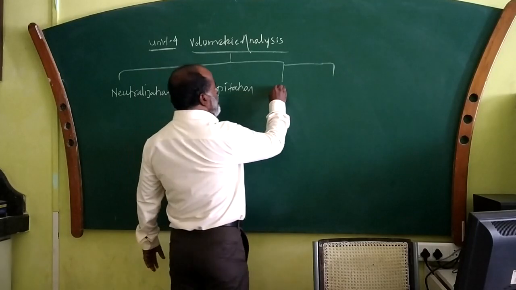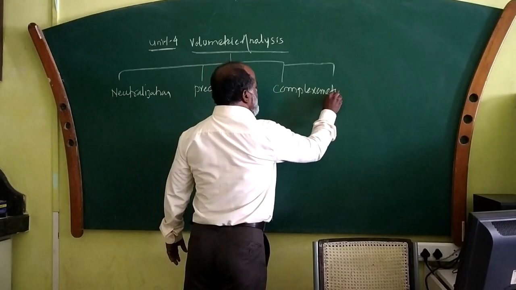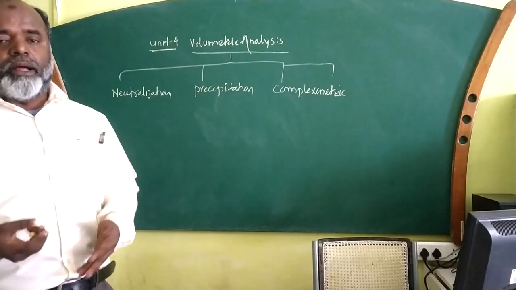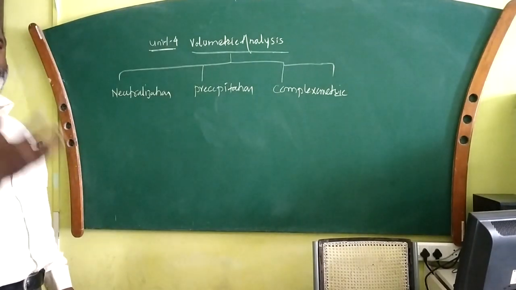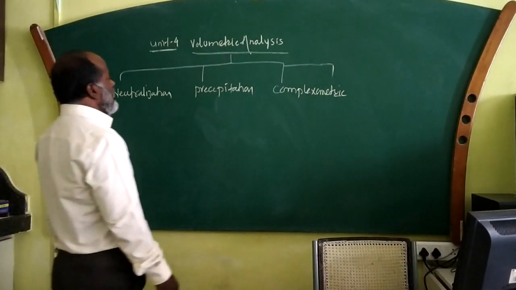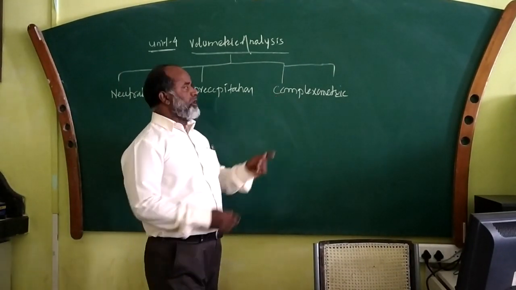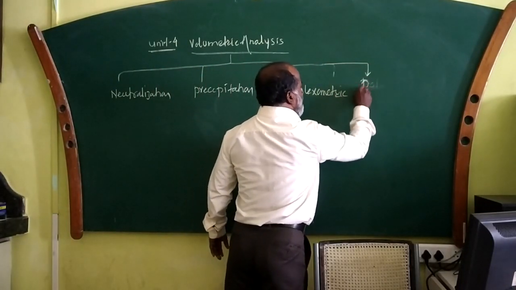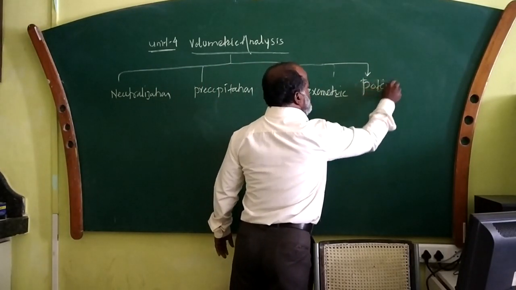The third type is called complexometric titration, meaning there is a formation of a complex, a coordination bond, a coordination compound. If such a complex is formed, if such a coordinate bond is going to form during the titration or analysis, then that is the third type called complexometric titration or analysis. And the last type is called redox titration, or sometimes also called potentiometric analysis. Potentiometric.